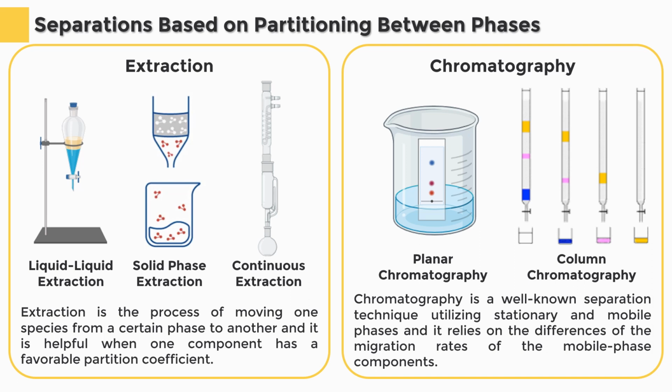One difference of the two is the mobile phase in column chromatography is influenced by pressure or gravity, while the mobile phase in planar chromatography is influenced by capillary action or gravity.